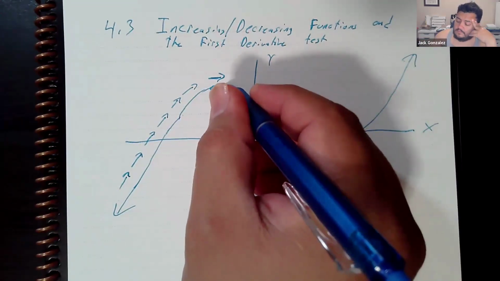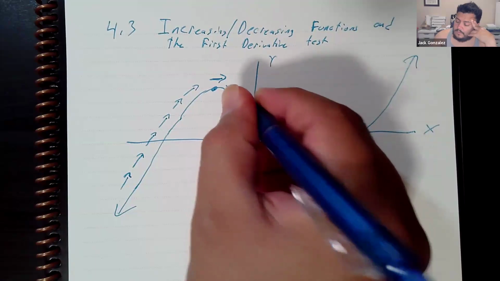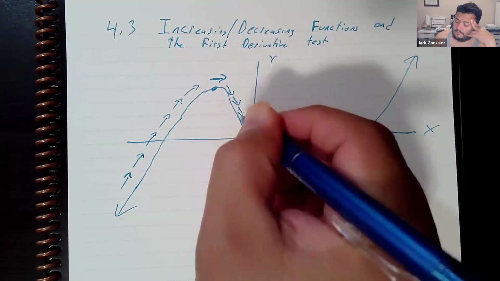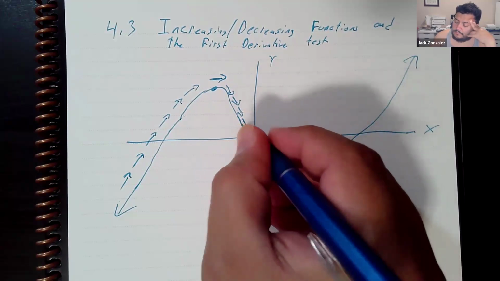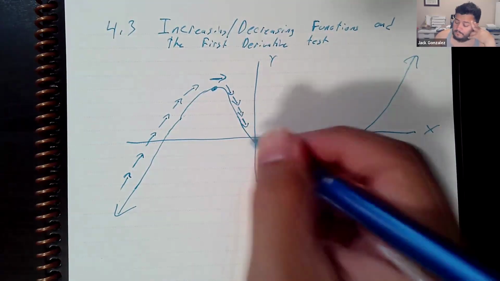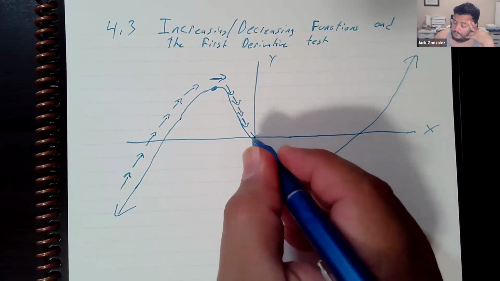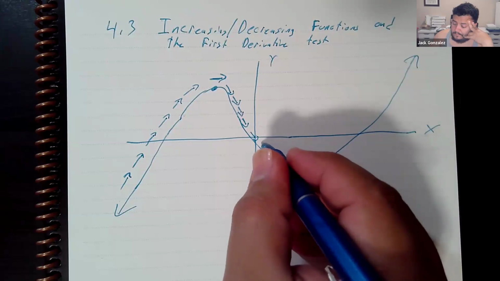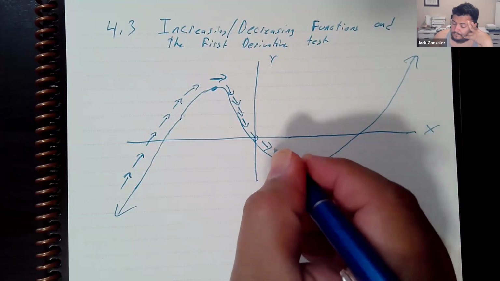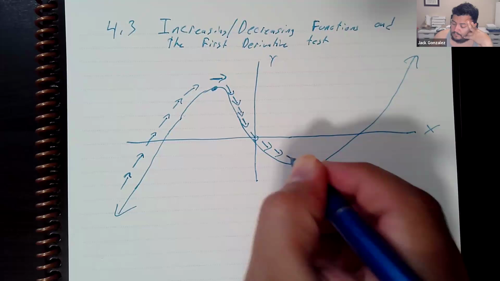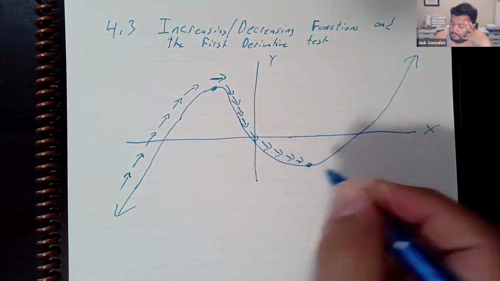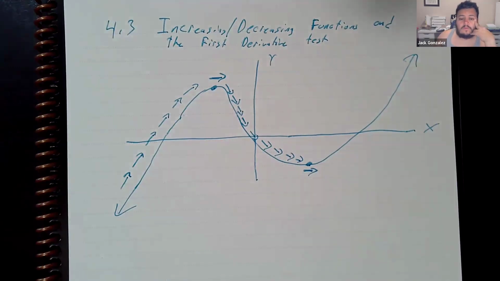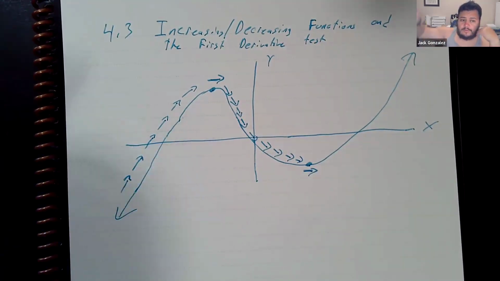Now, as you can see, right after this, we start to go downward. So what do you expect the derivative to be after the peak? Right? You see how it's decreasing, pointing downward.